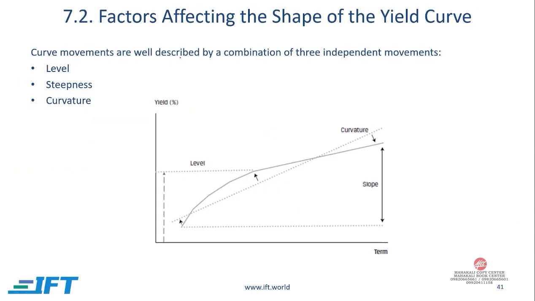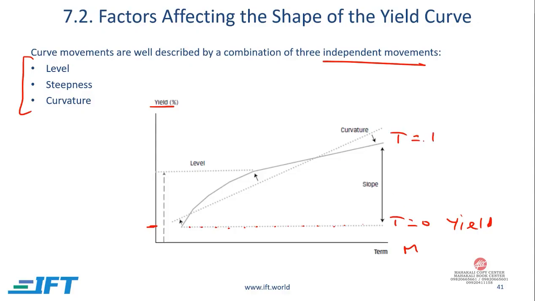Curve movements are well described by a combination of three independent movements. Those three movements are the level, the steepness, and the curvature. This is illustrated over here. We have the term or maturity on the x-axis, the yield on the y-axis. Let's say that originally we have this yield curve over here. So at time t equal to 0, this is the yield curve. It is a flat yield curve and at a relatively low rate.